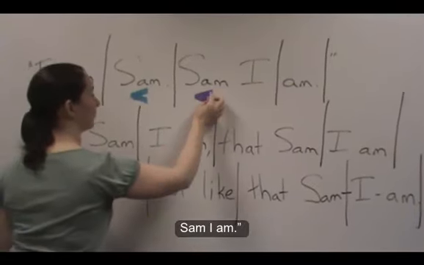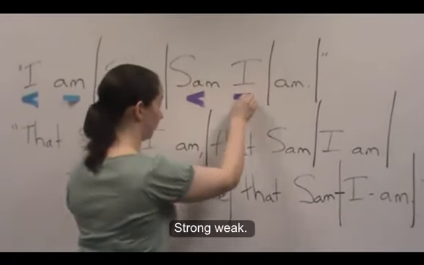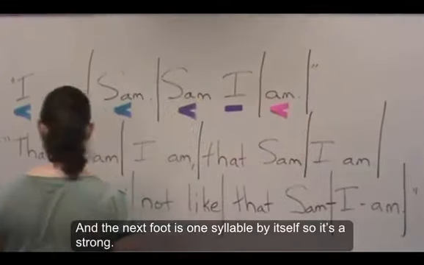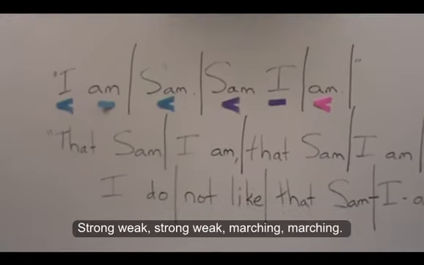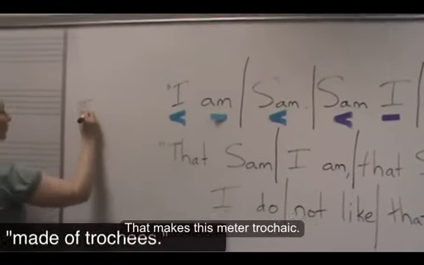Sam, I am. Strong, weak. And the next foot is one syllable by itself, so it's a strong. Strong, weak. Strong, weak. Marching, marching. That makes this meter trochaic.